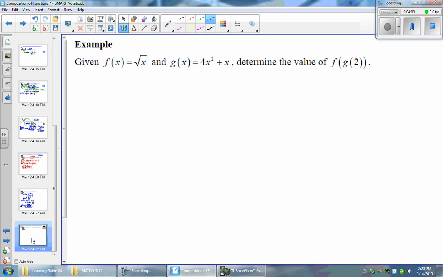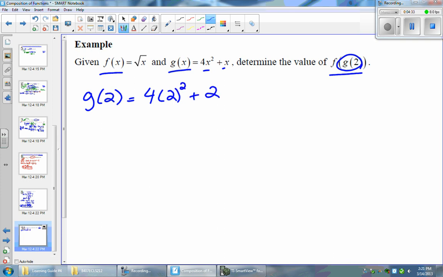Given f of x and g of x again, we want to find the value of f of g of 2. Okay, so once again, evaluate what's inside that composition of functions. What's inside is g of 2. So wherever you see an x in your g function, you're going to replace it with a 2. So 4 times 2 squared plus 2. Let's keep going with our evaluation here. We have 4 times 4 plus 6. This is 16 plus 6, which is going to give me a final value of 22.